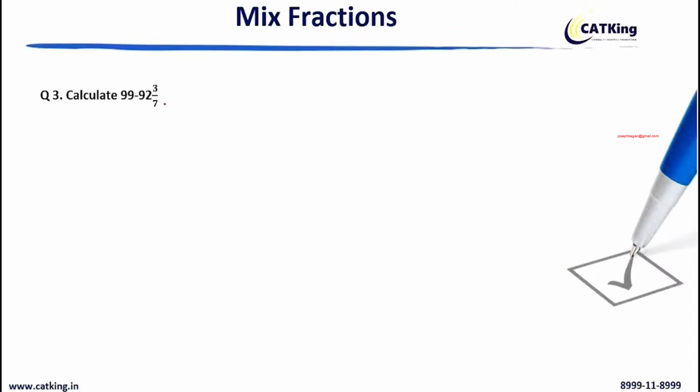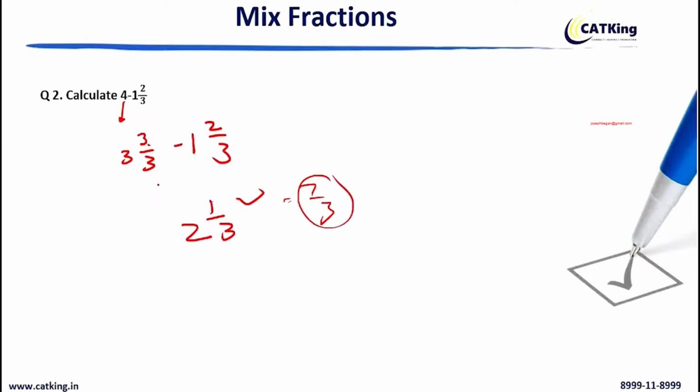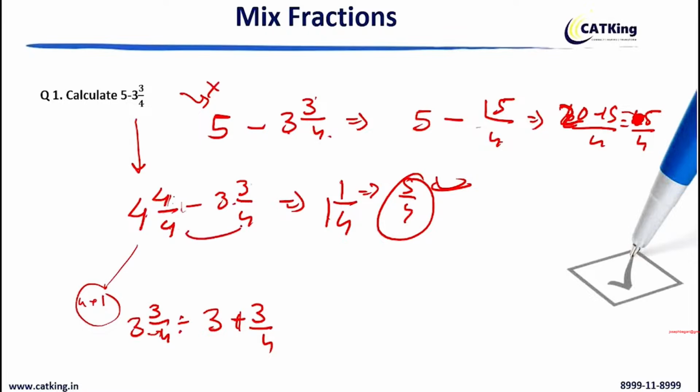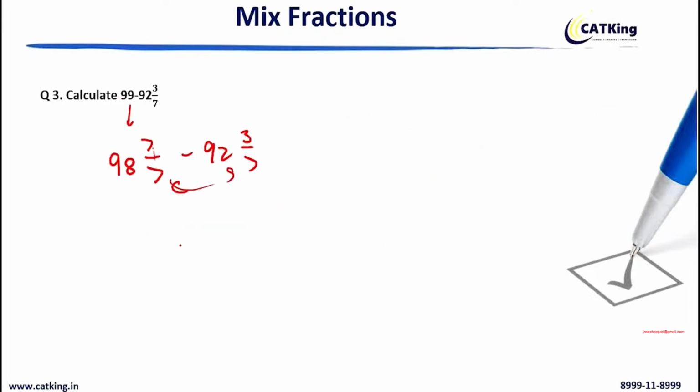99 minus 92 3 by 7. Again, let's do it orally. I can write 99 as 98 7 by 7 minus 92 3 by 7. Why am I writing 7 by 7? Because I want to make this equal, right? Why did I write here 3 by 3? To make this equal. Why did I write 4 by 4? Making this equal. That was the concept. Okay. 98 minus 92, 6. This is 6 whole 4 by 7. Simple answer.